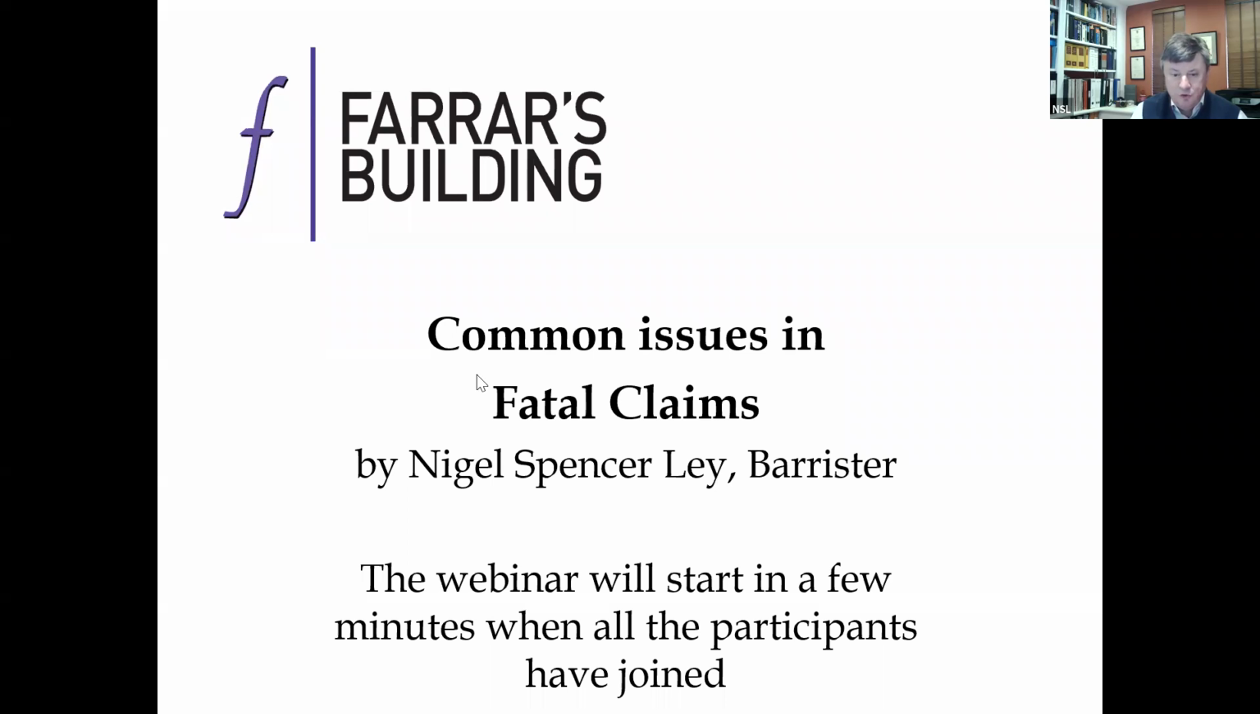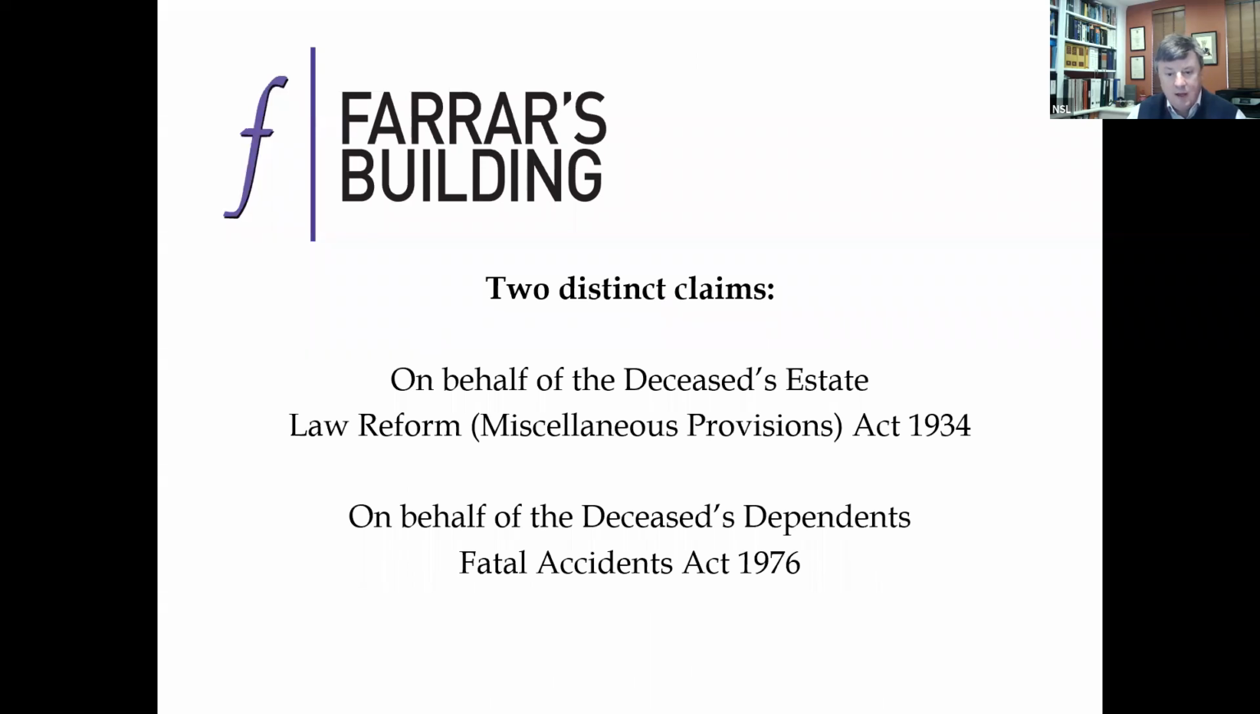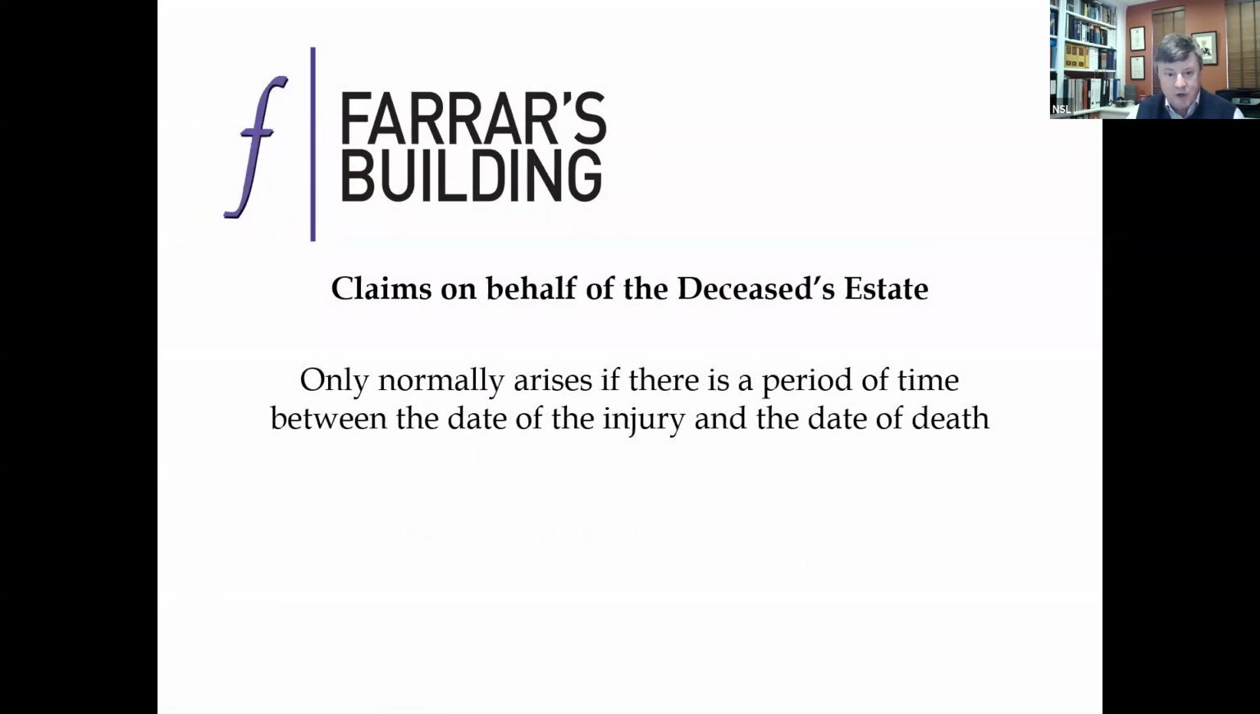There are two sorts of claim that you need to worry about. Those on behalf of the estate and those on behalf of the deceased's dependents. And they're both very different. I'm going to start by dealing with the claim on behalf of the estate. I'll deal with that briefly because it doesn't arise all the time. If you're dealing, for instance, in a road traffic accident where the deceased dies immediately, there's unlikely to be any claim on behalf of the estate. But if there's a gap between the injury and the death, and that does crop up a lot in clinical negligence cases, then there can be a claim on behalf of the estate.